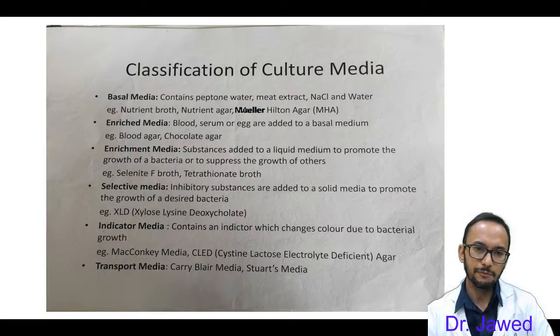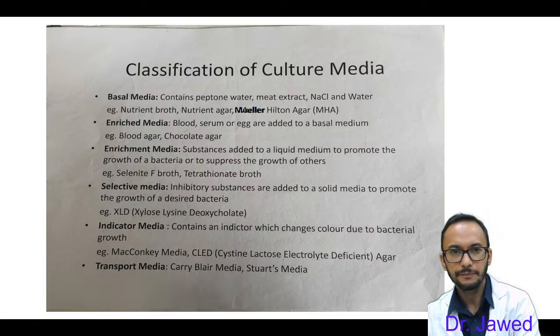And next is the selective media. What we do in selective media is add some inhibitory substance, making it more selective for that particular organism. An example is XLD, that is xylose lysine deoxycholate agar, which is used for isolation of Salmonella and Shigella. Then there are indicator medias like MacConkey media, CLED, that is cysteine lactose electrolyte deficient agar, and transport media for transporting the samples, that is Cary-Blair media and Stuart's media. These are universal transport medias.